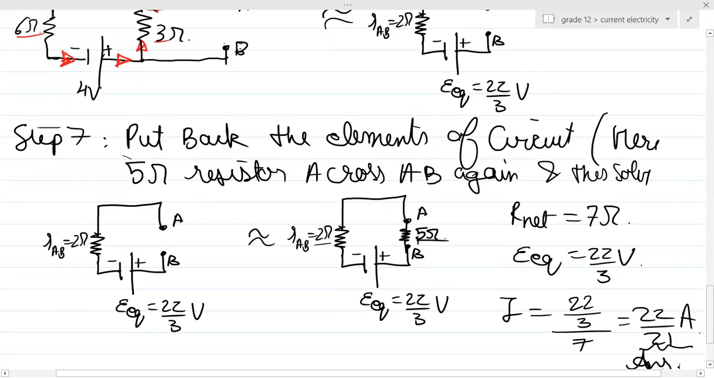How will this Thevenin be applied in normal RC circuits and all? We'll see.